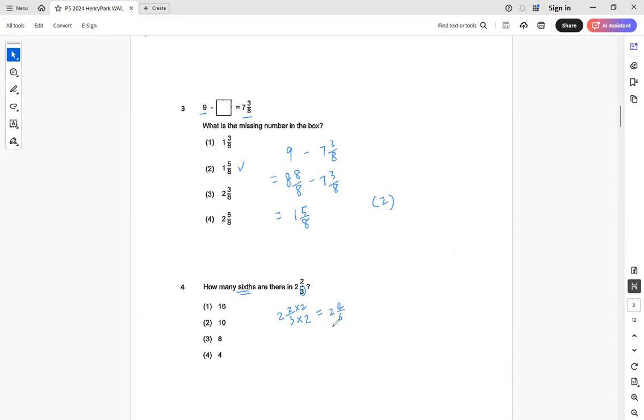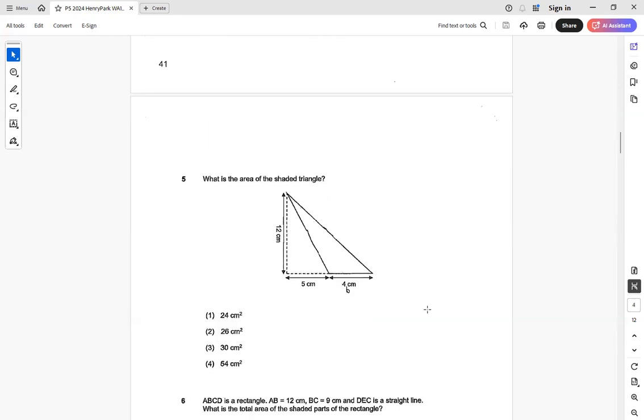All right. So to find out how many 6, we can change this into an improper fraction. Okay, so we just take 2 times 6 is 12. 12 plus the 4 will give you 16 over 6. So they're asking how many 6, right? So we just take a look at this. The answer will be 16 sixths. So option 1. Okay, so let's move on to the next question.